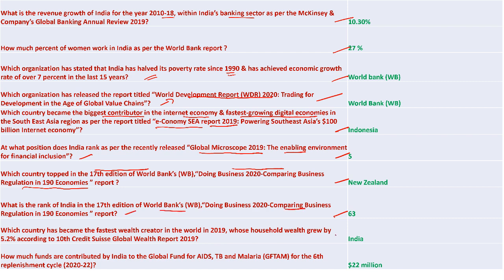India has become the fastest wealth creator in the world in 2019, whose household wealth grew by almost 5.2, according to 10th Credit Suisse report, Global Wealth Report. 20 million, I talked about this GFTM already. That's Global Fund for AIDS, TB and Malaria. We have contributed 22 million. Try these now.